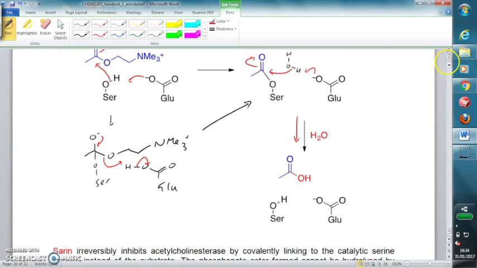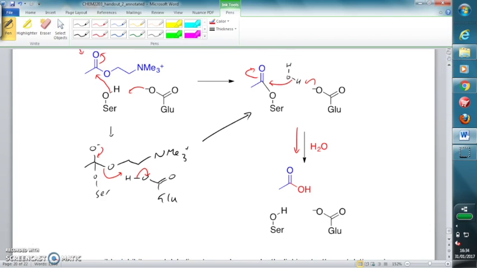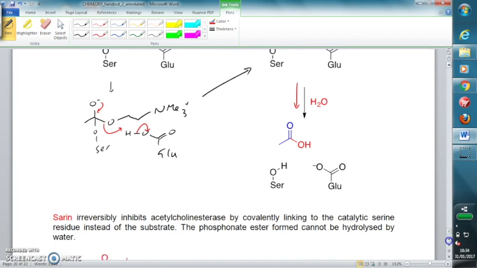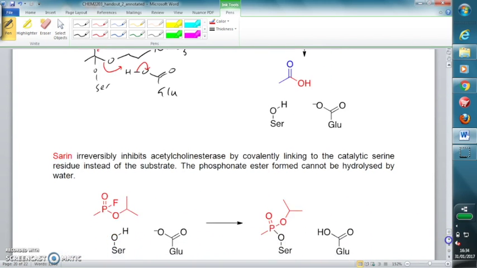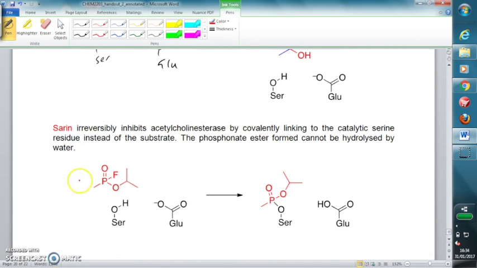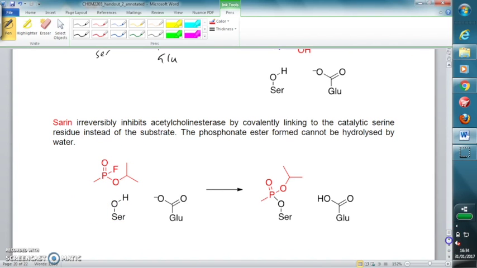So we can irreversibly inhibit this enzyme by having something which behaves like the natural substrate, acetylcholine, goes into the active site, but then we get to the equivalent of this, and we have something that's not hydrolyzed. And the compound that I'm going to talk about is sarin, which is this red compound here. So this is a fluorophosphonate compound.